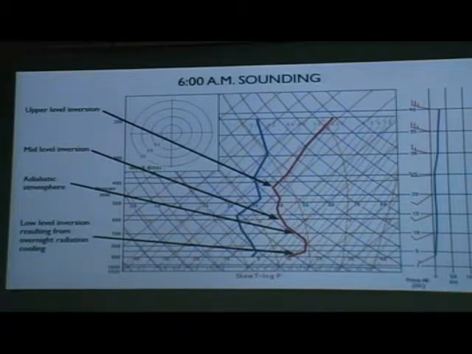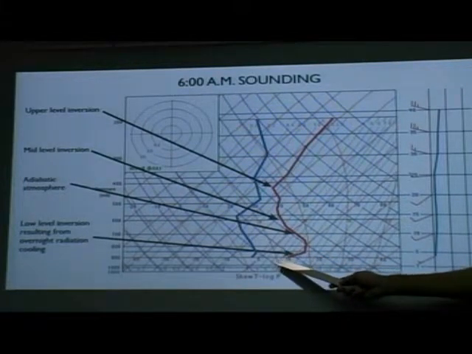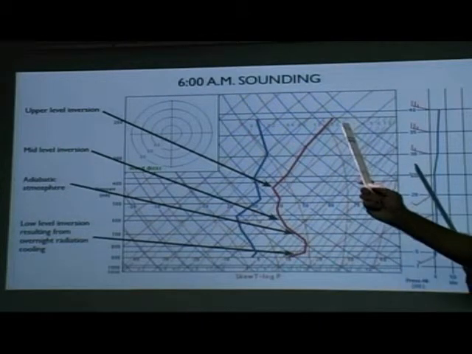It's radiation cooling. Overnight, the surface always cools down because it's radiating heat and it's not getting it back from the sun, so the surface cools off. That cools off the air around it, and so we get a big inversion first thing in the morning. It's going to be way colder down here than it is just a couple thousand feet up.